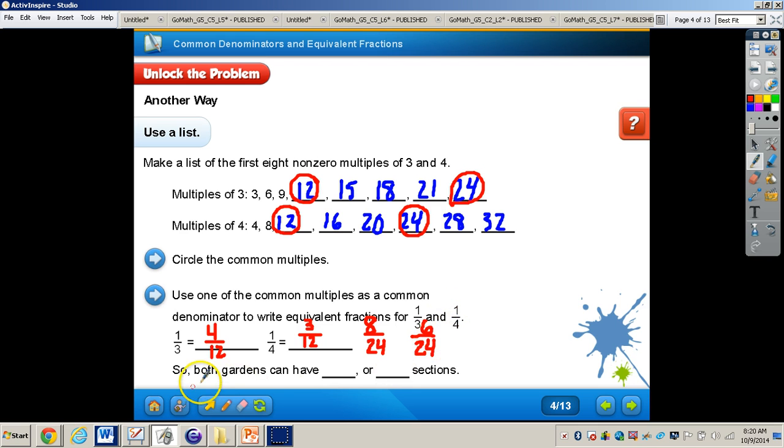Okay, so we can see that both gardens can have 12 or 24 sections. But I do recommend when you're finding common denominators that you use the least common multiple.